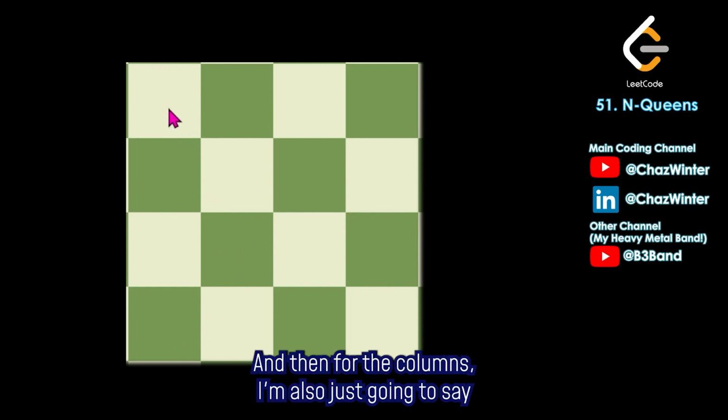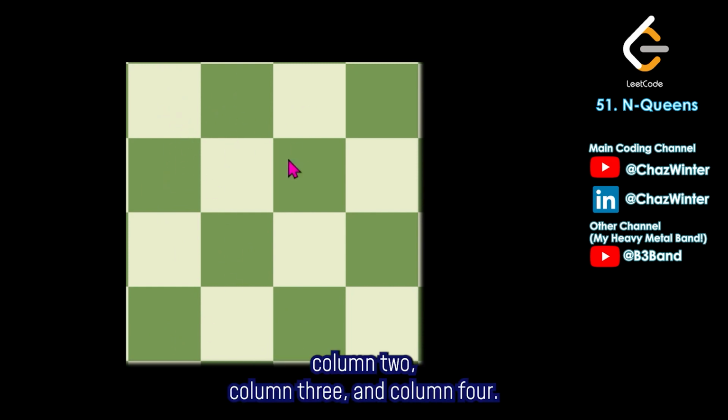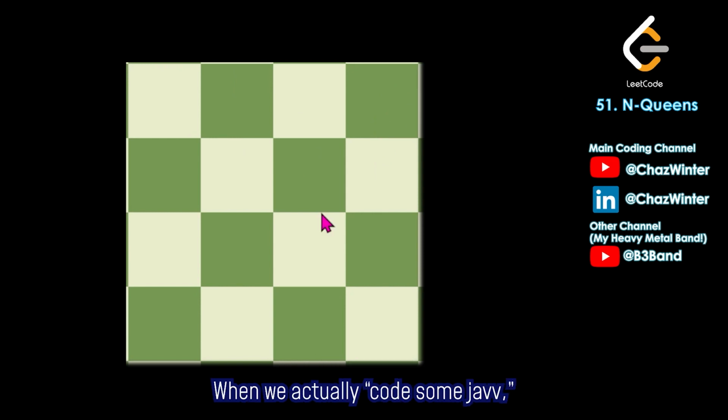Right, before we work on the code for this solution, I'm just going to show you what the recursive algorithm looks like along with the backtracking. So I have a partial chessboard here, 4x4. I know that in Java we use zero-indexed arrays, but for the sake of simplicity, I'm just going to call this row 1, row 2, row 3, and row 4. And for the columns, I'm also going to say column 1, column 2, column 3, and column 4. When we actually code some Java, we'll go back to using a zero-indexed array.